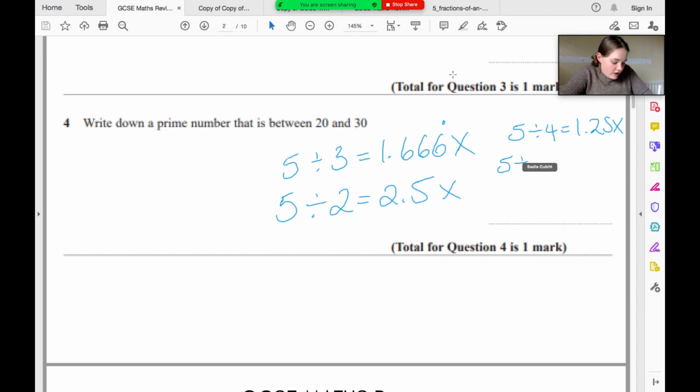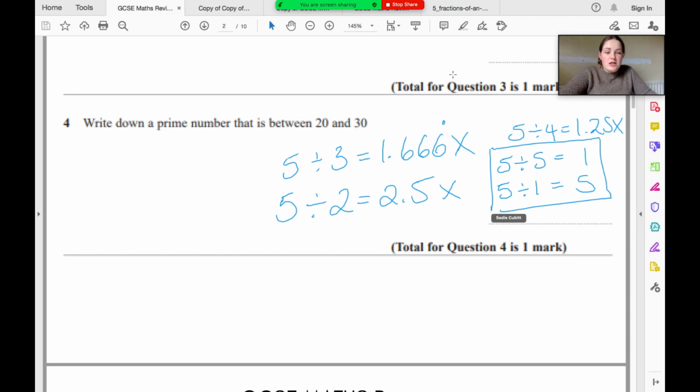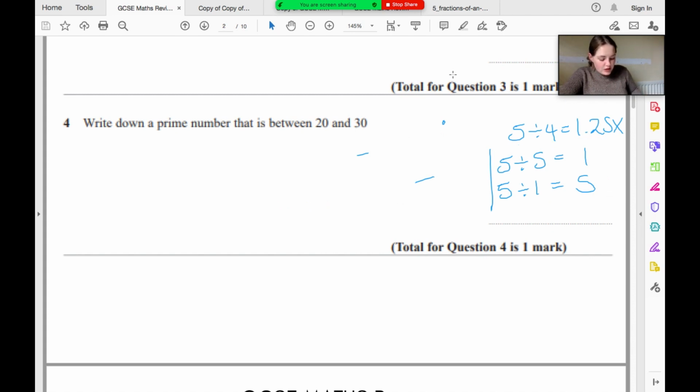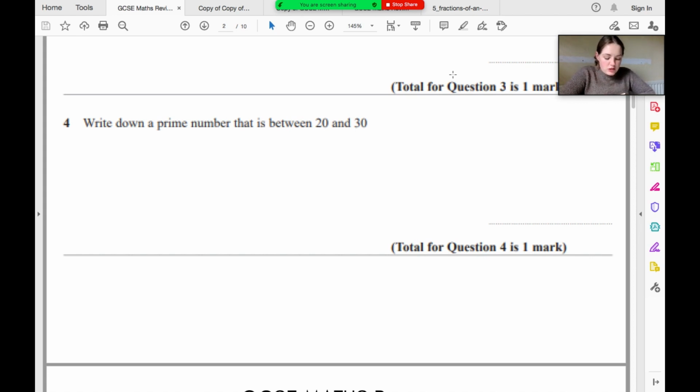So if we did 5 divided by 5, that gives us 1, and if we did 5 divided by 1, it would give us 5. So 5 is a prime because 5 can't be divided by any other numbers unless it gives you a decimal, and we don't want that. So that's what a prime number is. So what we need to do is figure out the prime numbers between 20 and 30 in this question, and write them down. So we've got between 20 and 30, and what I'd like you to do is try to remember quite a few of the prime numbers.